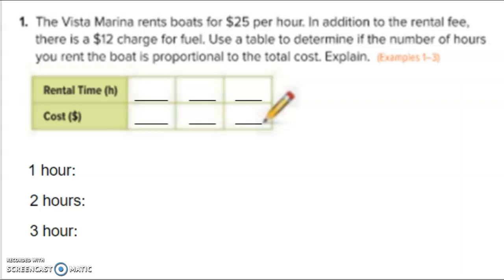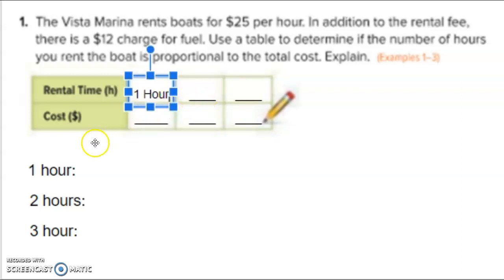So problem number 1 under the guided problems says the Vista Marina rents boats for $25 per hour. In addition to the rental fee, there is a $12 charge for fuel. Use a table to determine the number of hours you rent the boat to see if it is proportional to the cost. All right, so let's start with this. Rental time in hours. Well, most people rent boats initially for 1 hour. So we're going to start with that.